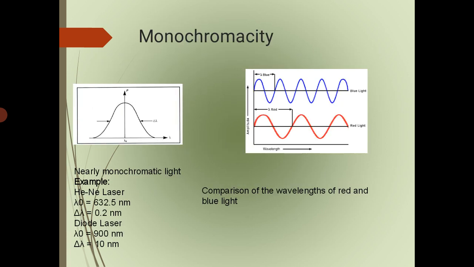First, monochromaticity. Monochromaticity means a nearly monochromatic line of one color. Here is a comparison of the wavelengths of red and blue light. This is the property. Monochromatic means single color. Example: helium neon lasers.